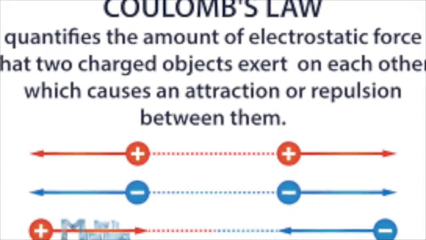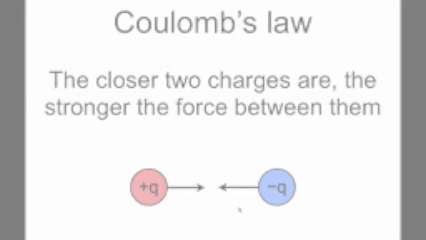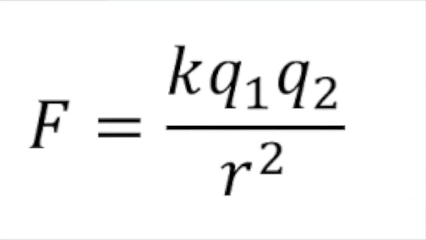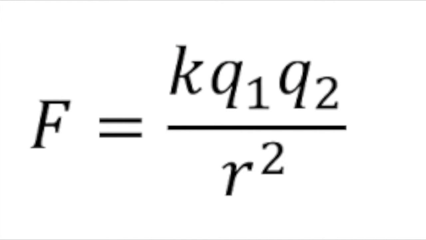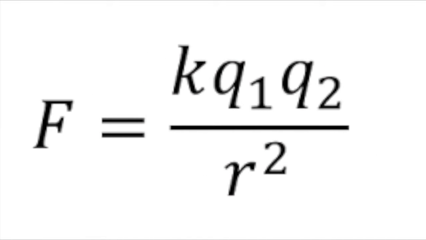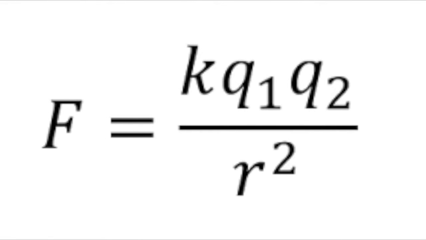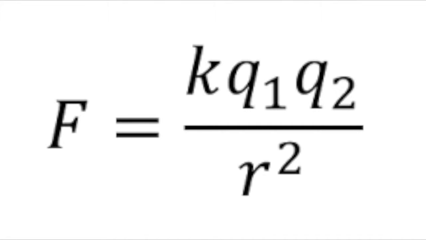Coulomb's law states that for charged particles or objects that are small compared to the distance between them, the force between the charges varies directly as the product of the charges and inversely as the square of the distance between them. As an equation, it can be expressed as F equals K Q1 Q2 over R squared.